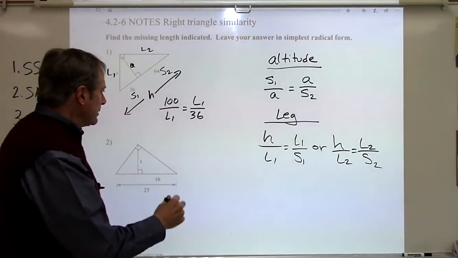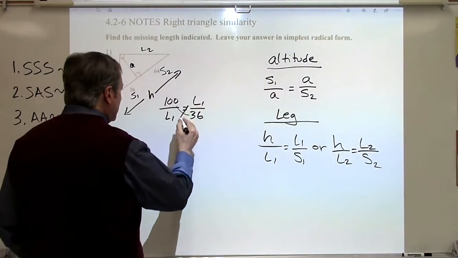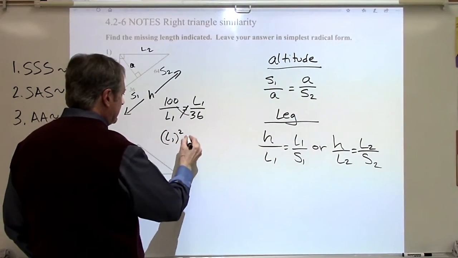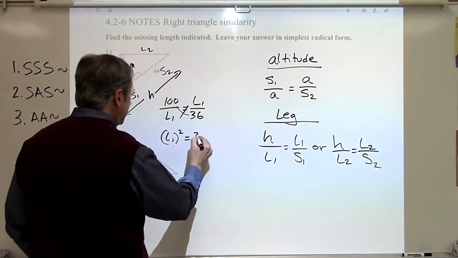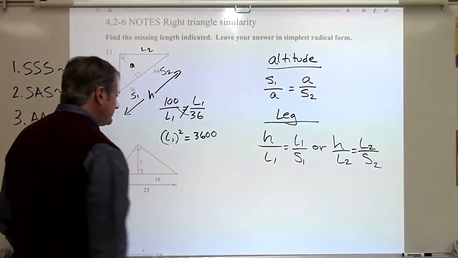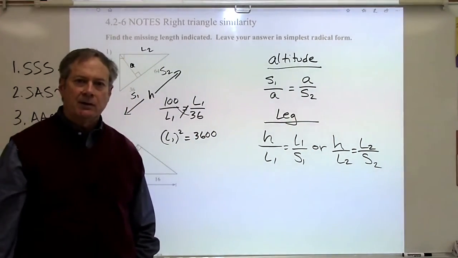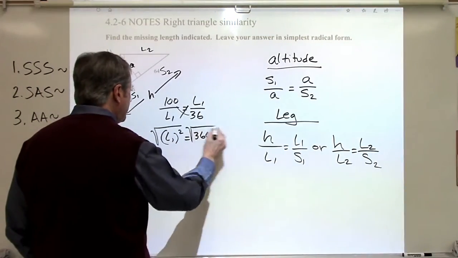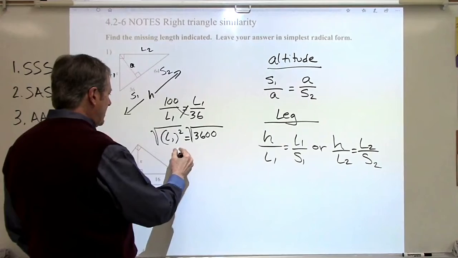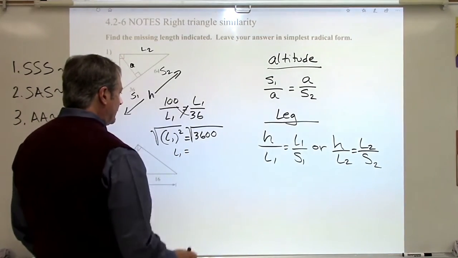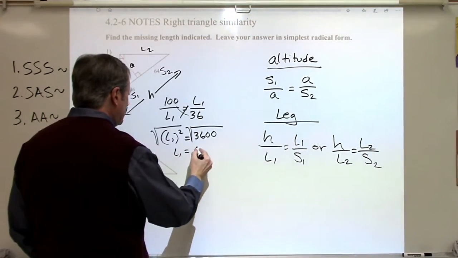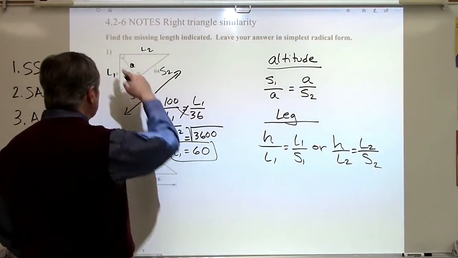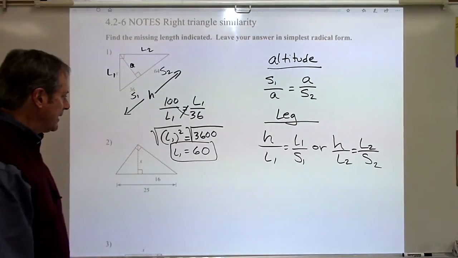Now at this point we're going to cross multiply. Leg 1 times leg 1 is leg 1 squared. 100 times 36 is 3600. Now what are we going to do to solve for leg 1? Well, I hope you can see that at this point we're going to take the square root of both sides. The square root of leg 1 squared is just leg 1. The square root of 3600 is 60. And so that's the answer. That's the length of that side, is 60.